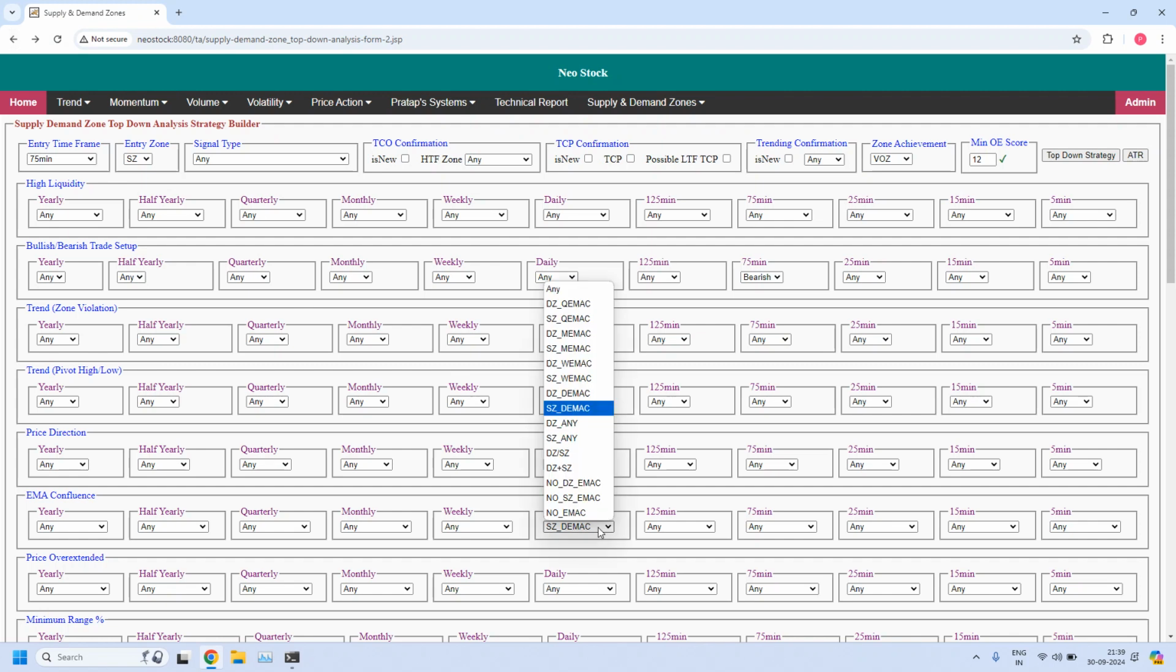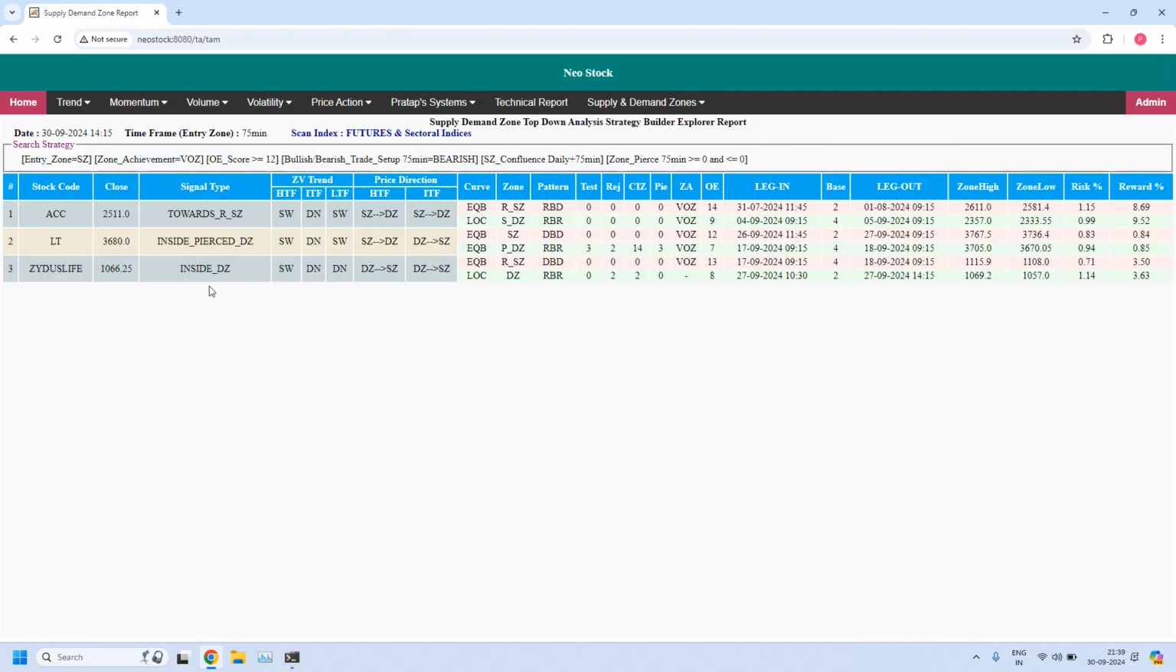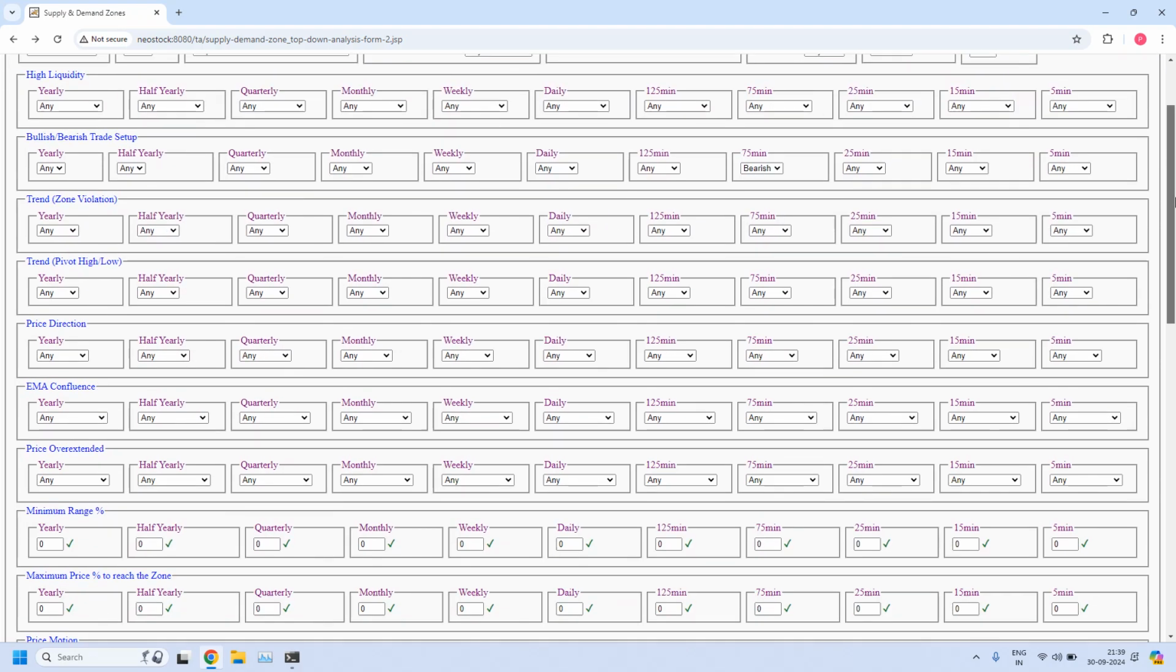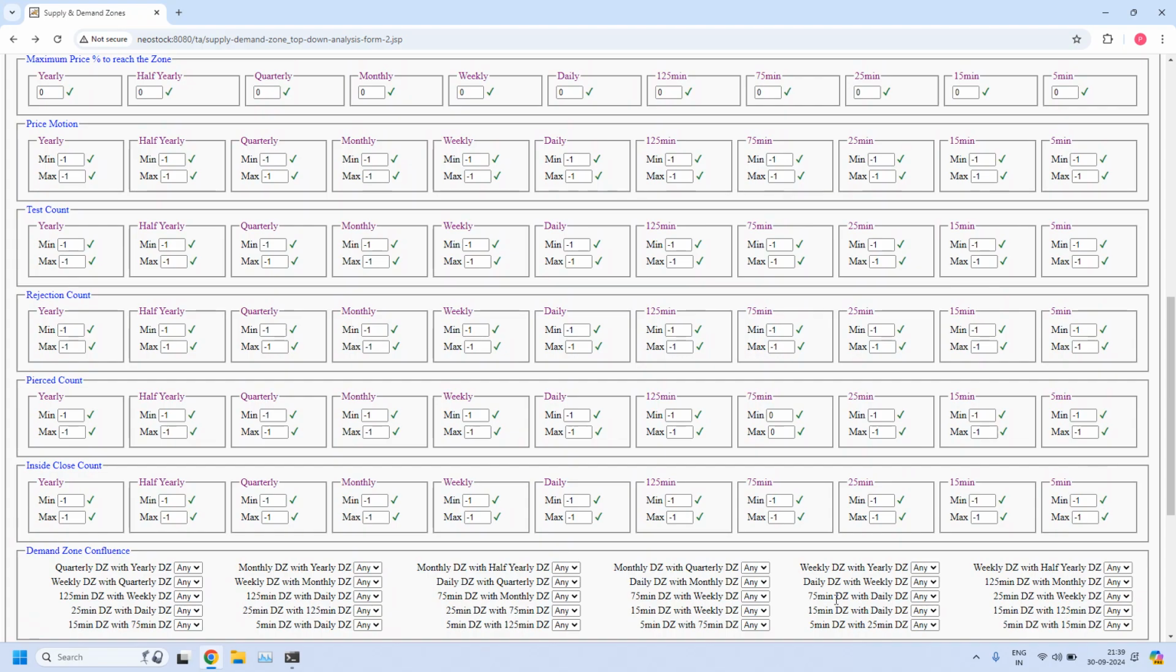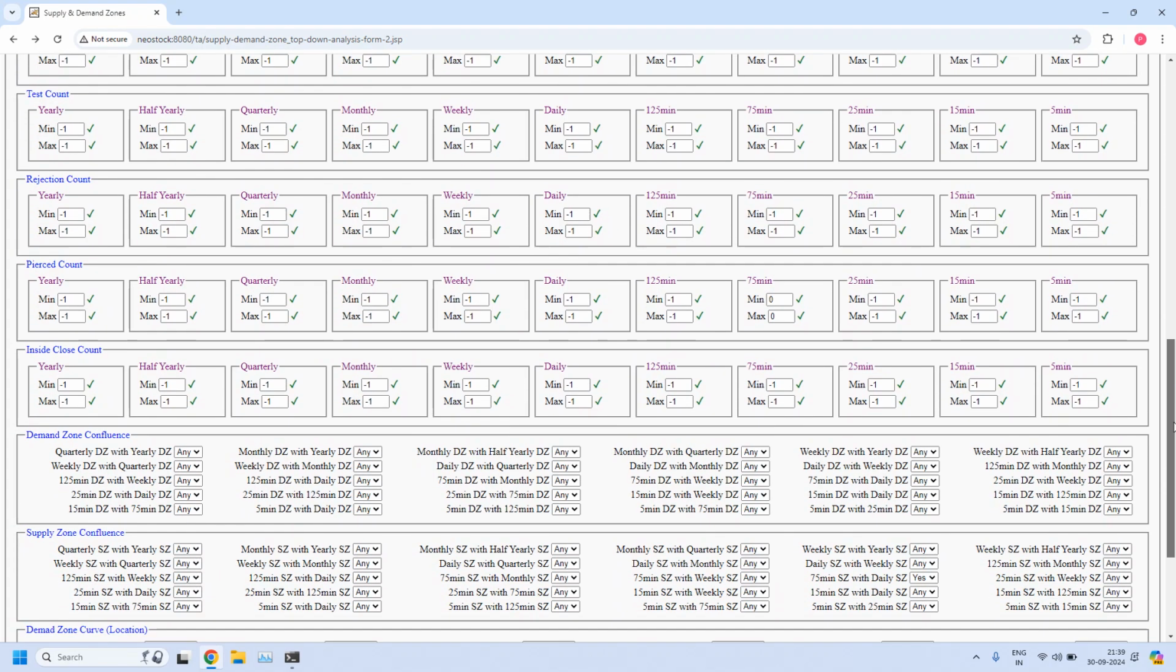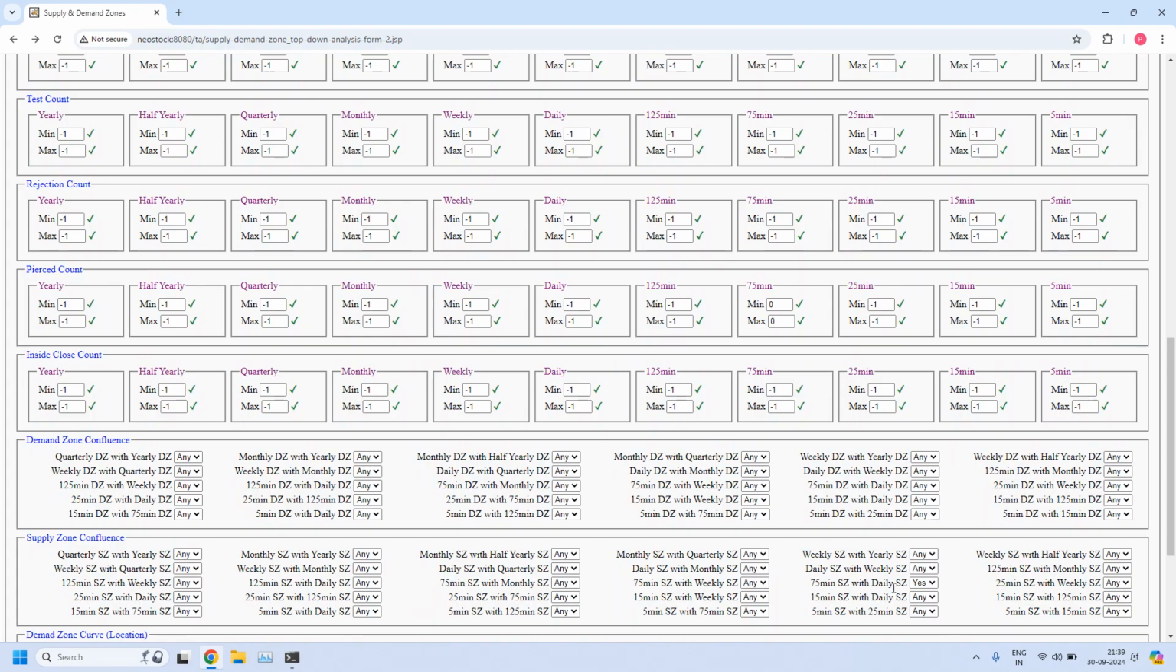No issues. Let's verify LTF, ITF, HTF confluence. Earlier without EMA, 3 stocks are filtered. Now let's verify if any of these stocks are having even HTF confluence. That means weekly supply zone confluence also we need to look for. Already we selected 75 minute supply zone with the daily supply zone enabled. Now I am enabling 75 supply zone with weekly supply zone, and also I am enabling the filter daily supply zone with weekly supply zone confluence.